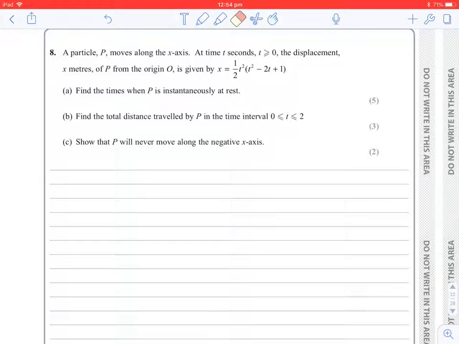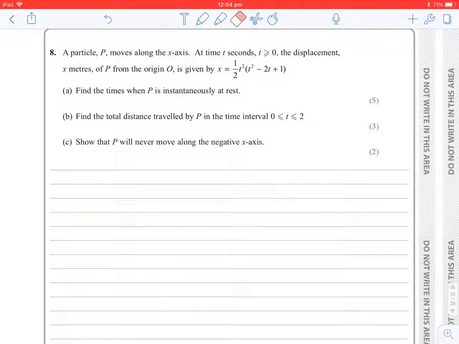May 2018 AS Applied Paper Question 8. Particle P moves along the x-axis. At time t seconds where t is greater than or equal to 0, the displacement x meters of P from the origin O is given by x equals half t squared brackets t squared minus 2t add 1.